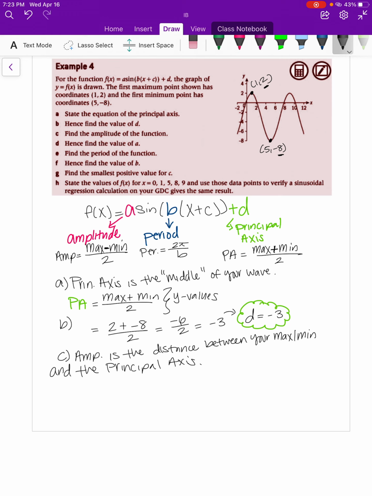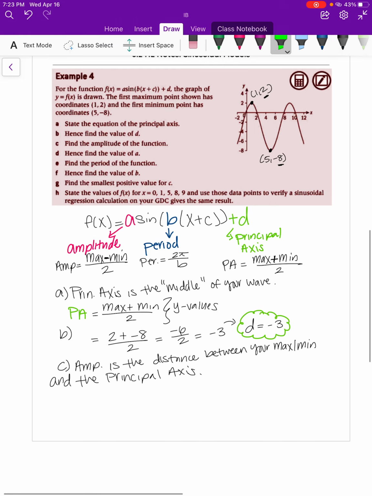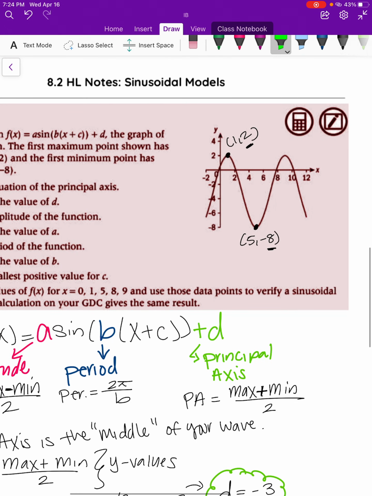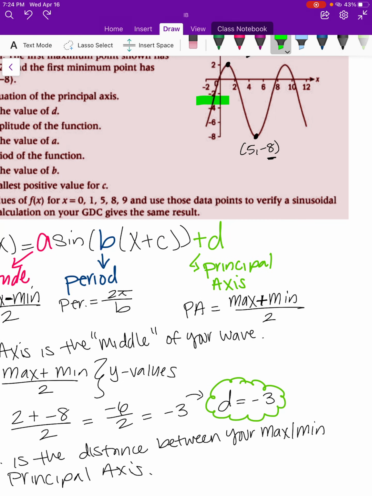So since this one, like I was trying to say earlier, is in particular a distance, so we already know that we have a principal axis at -3, so I'm just gonna kind of eyeball it here. Ooh, that is too wide. So -3 would be about here. So we have a principal axis at y is equal to -3. So my amplitude is going to be the distance between my maximum and that principal axis. So I want to figure out what this distance is. Now you can kind of see what it is if we're going from -3 to 2, but we're going to use our formula.